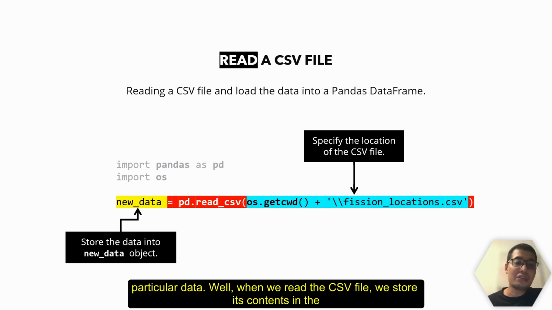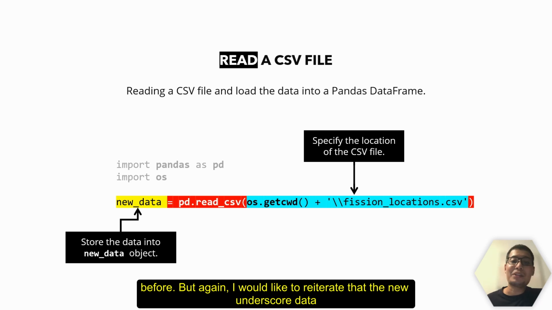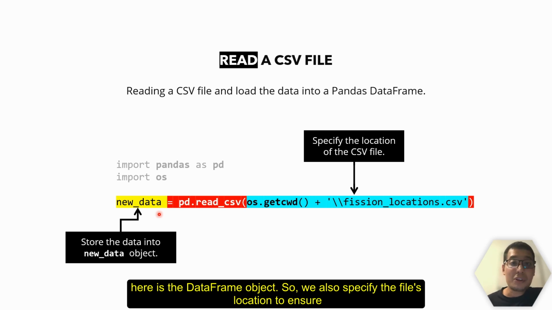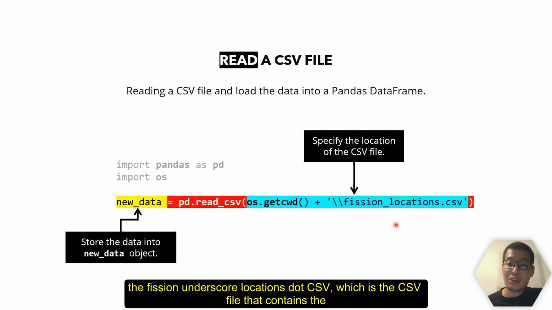Well, when we read a CSV file, we store its contents in the data frame object. Of course, you have gotten this information before, but again, I would like to reiterate that the new_data here is the data frame object. So we also specify the file's location to ensure correct loading of the data. Meaning to say, we extract the information from the fission_locations.csv, which is the CSV file that contains the data.